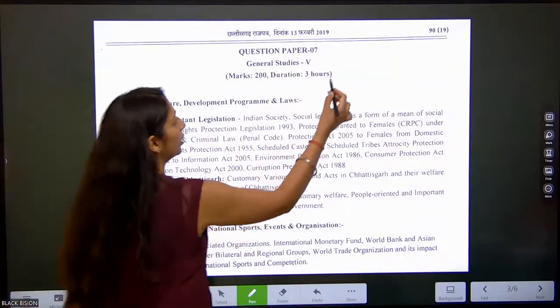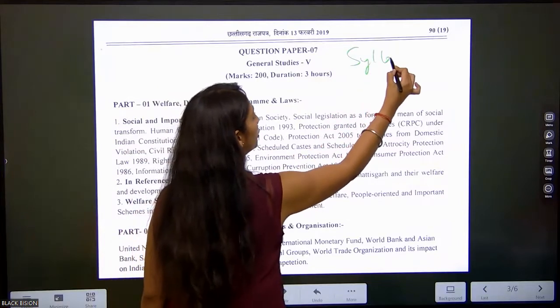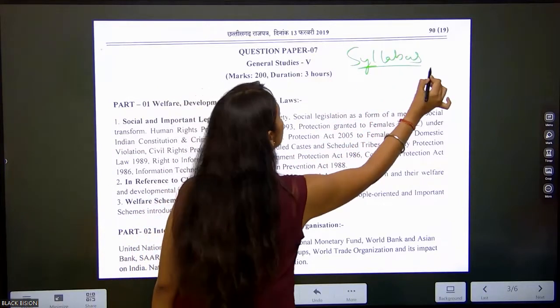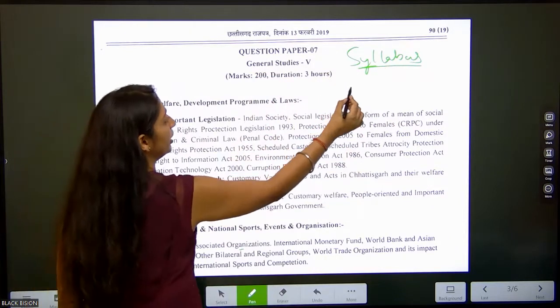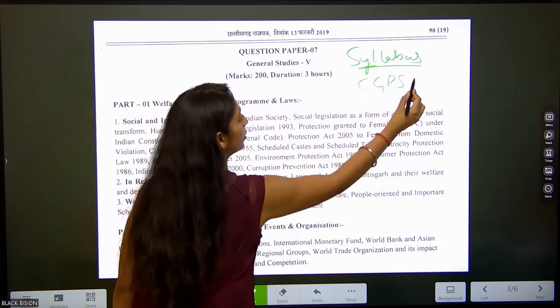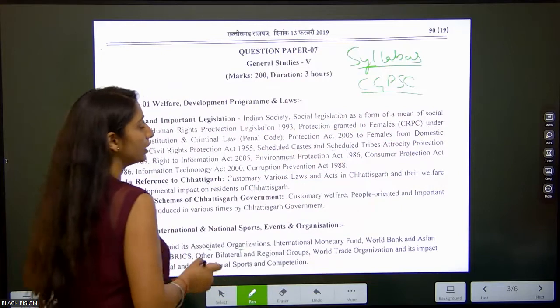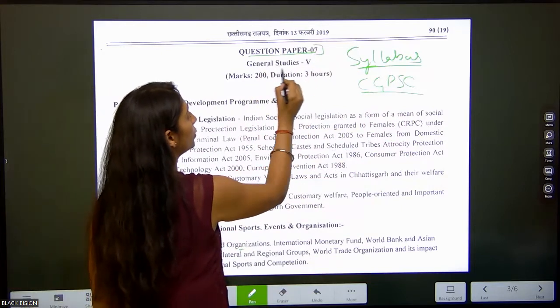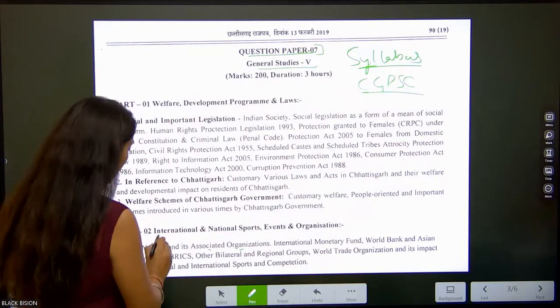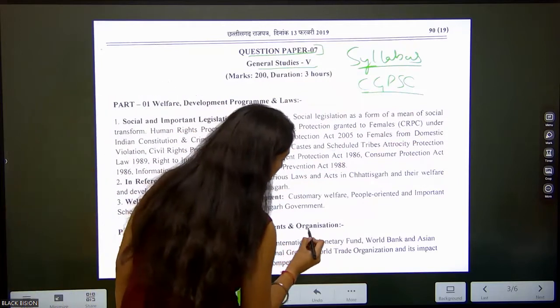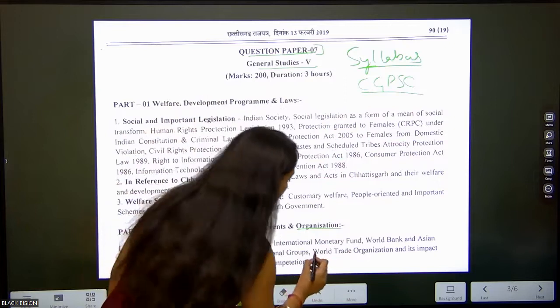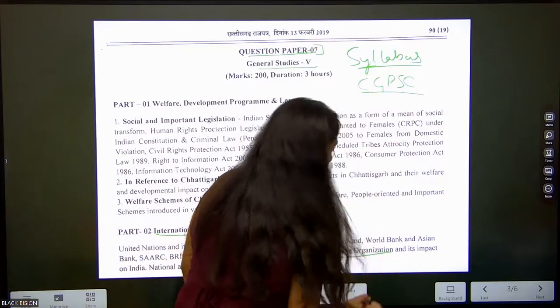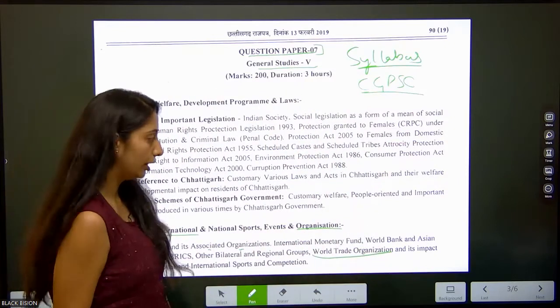So here is the syllabus for CGPSC, and we are focusing on question paper 7 of GS5. In this, international organization is our topic today, and we are focusing on the WTO and its impact on Indian economy.